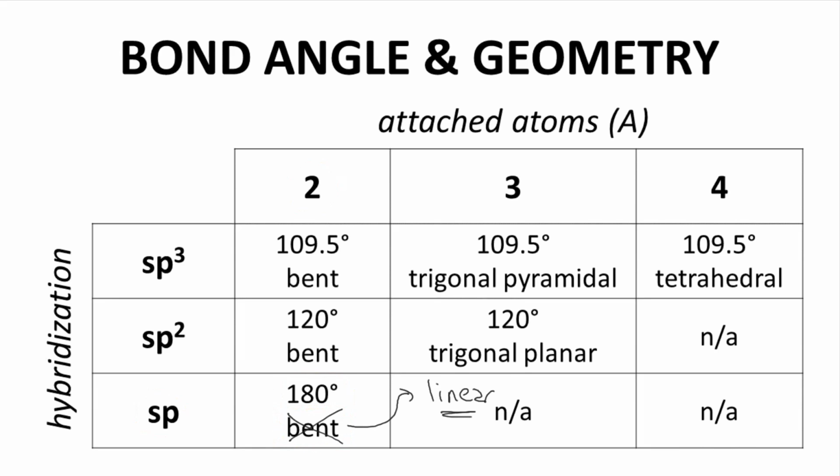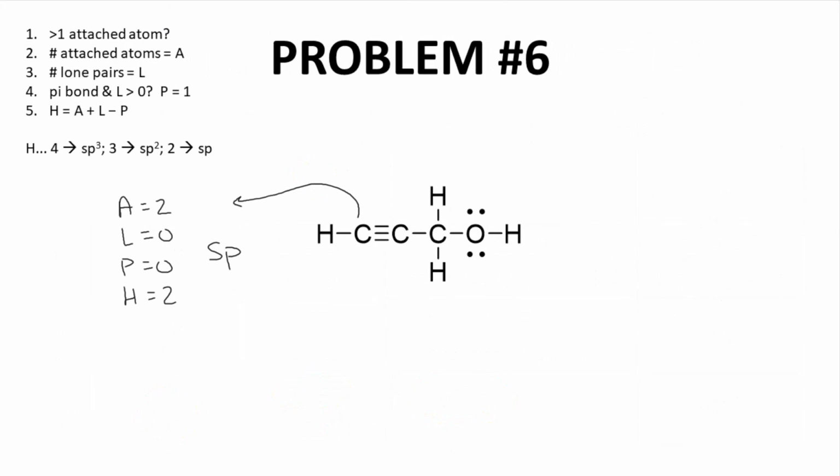Whoops. Okay, I'm glad we caught that. I'll have to put a note on that first slide when we see it. But that is linear. Let's remember that: sp with 2 attached atoms, 180 degrees, and that is linear. So we are going to have a bond angle of 180 degrees, and that geometry is linear.